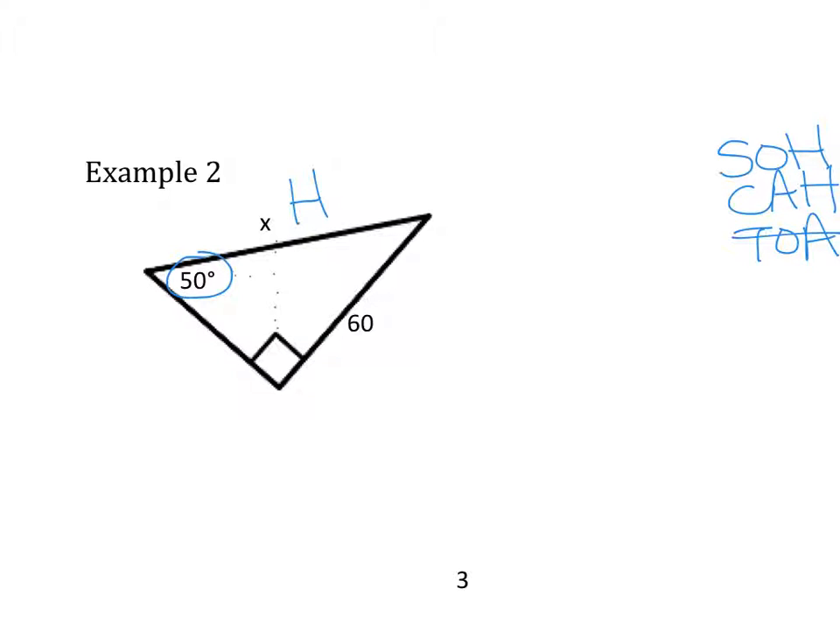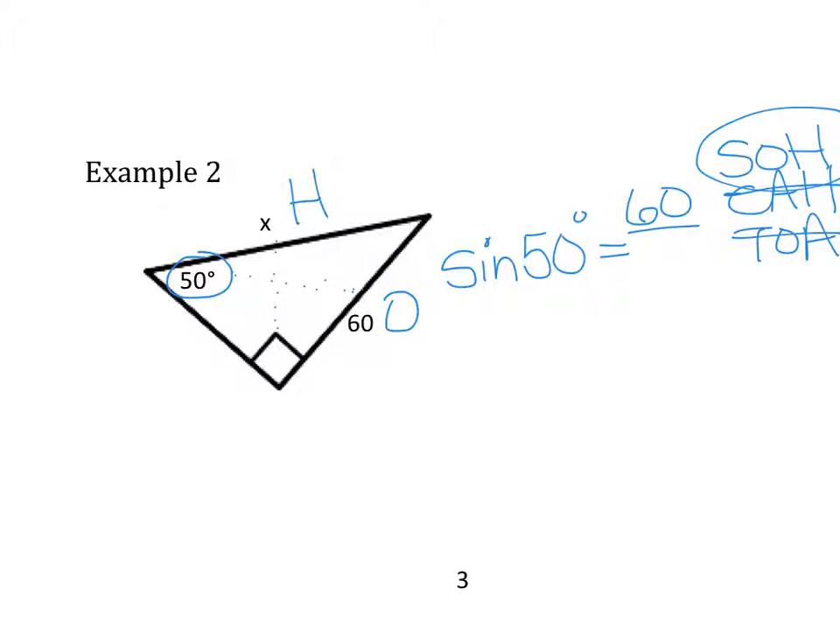I look, the 60 is across from my reference angle of 50 degrees, so that's my opposite. So I cross out CAH because there's no O. So again, I'm using sine. So I set up my equation. Sine of 50 degrees is equal to the opposite side, 60, divided by my hypotenuse of x. Now in this situation, I need to multiply the x over, then divide by the sine 50, so that x would be 60 divided by sine of 50 degrees.